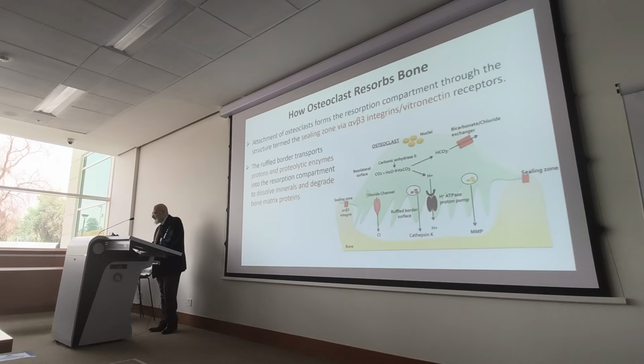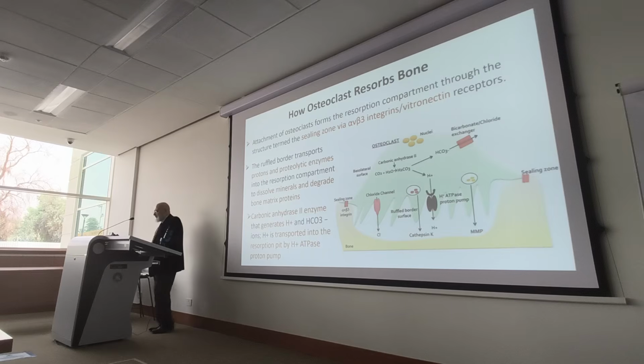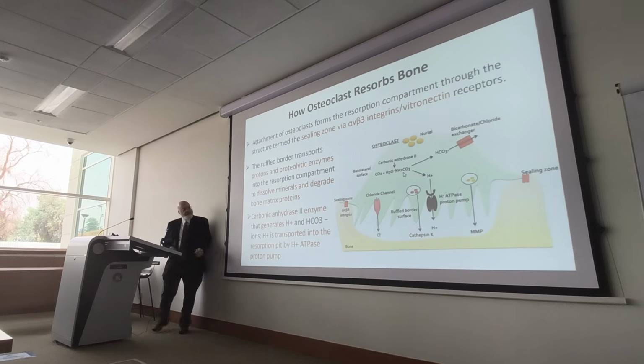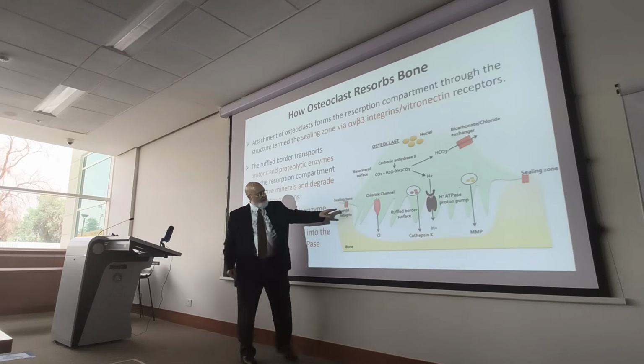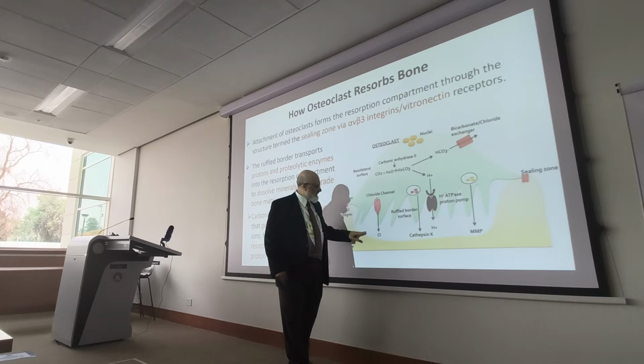The ruffled border is the border that carries the protons and proteolytic enzymes to break down the matrix and dissolve it. So inside the osteoclast, I don't know if you can see on the surface, you can see the ruffled border here facing. So what is this groove here called?